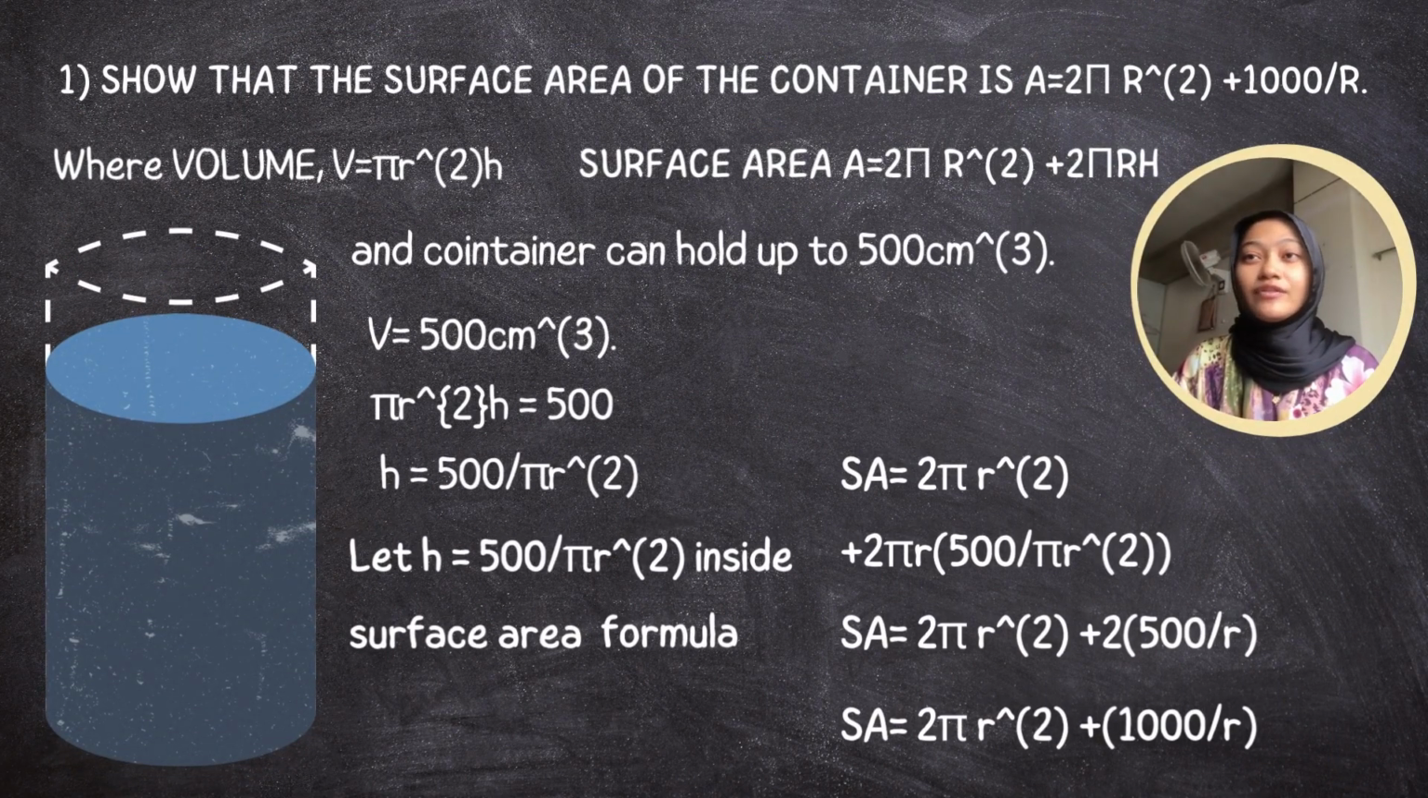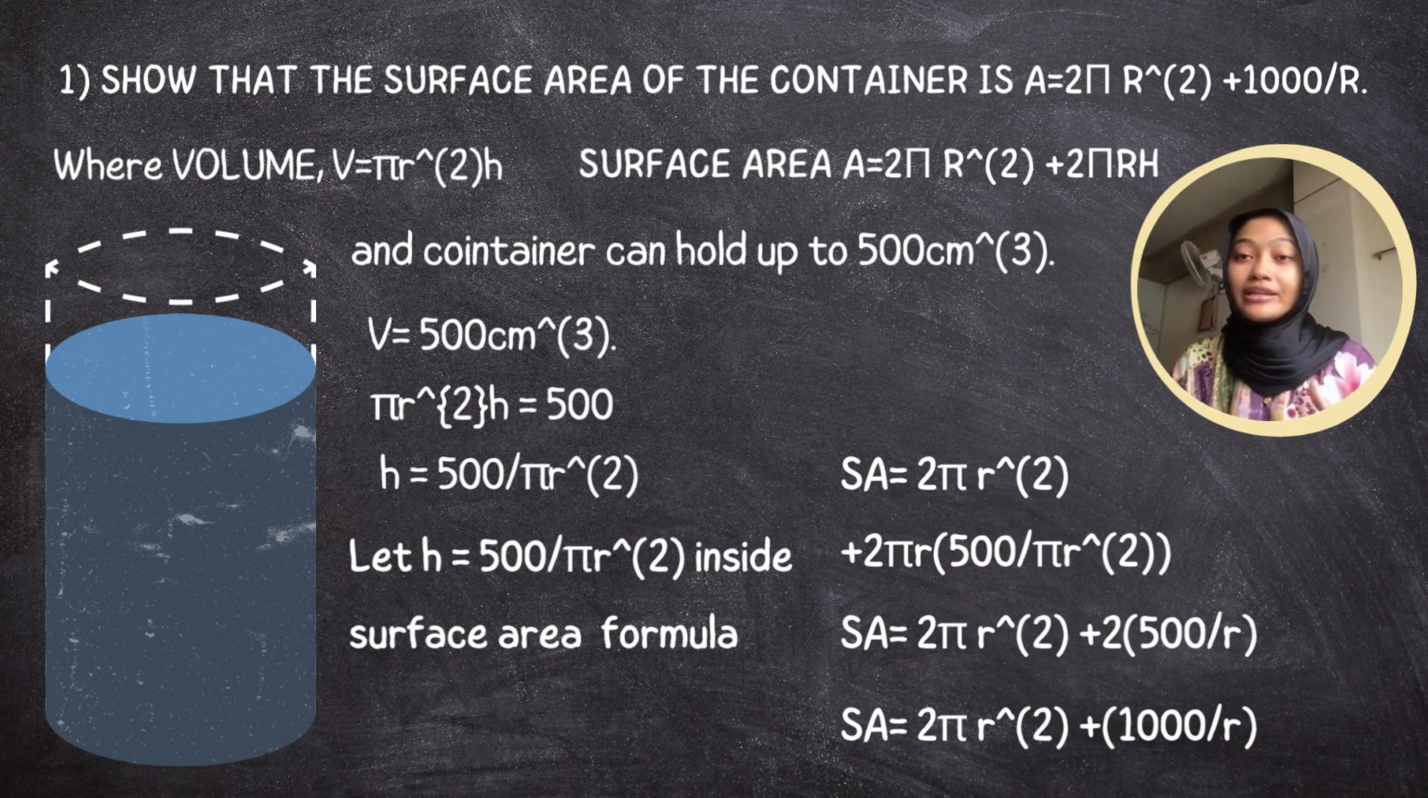We need to show the surface area of the container is A equal to 2 pi r squared plus 1000 over r. How do we show that? So firstly, we need to know that the formula for a cylindrical volume is V equal to pi r squared h. And the formula for surface area is A equal to 2 pi r squared plus 2 pi r h. And as we know, a container can hold up to 500 centimeter cubed. Therefore, here, V will equal 500 centimeter cubed. And hence, we know that V is also equal to pi r squared h. So basically, it is also equal to 500 centimeter cubed.